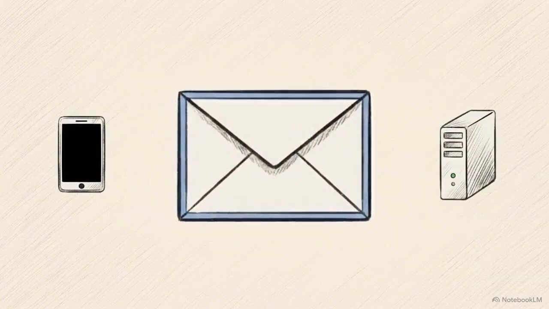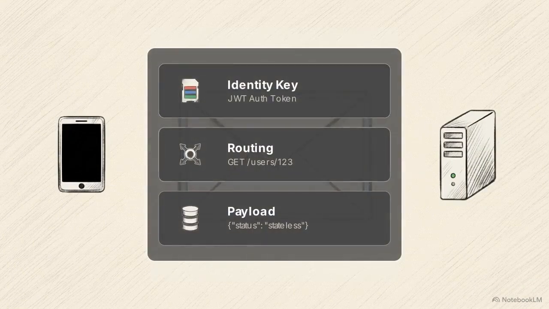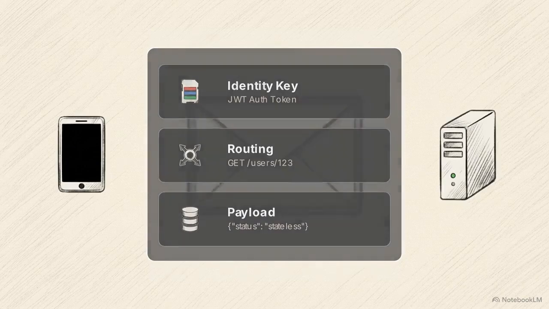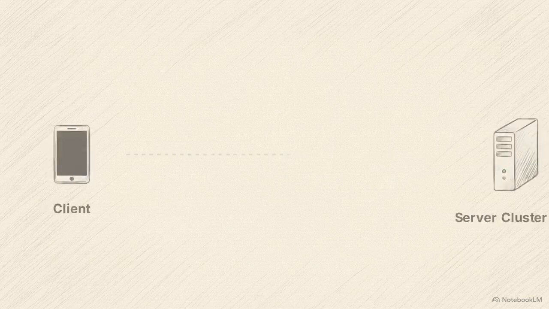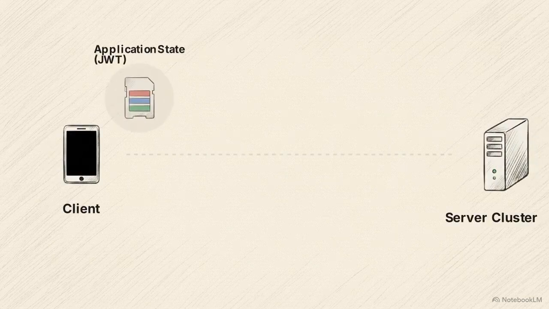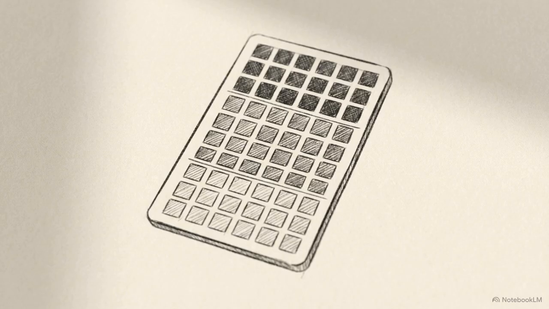Statelessness dictates that each request from a client contains all the necessary information for the server to fulfill it, without relying on any saved context on the backend. The client must hold the application state. It does this by passing a JSON Web Token, or JWT, with every call. A JWT is a compact, cryptographically signed payload that securely transmits user identity and claims between parties.